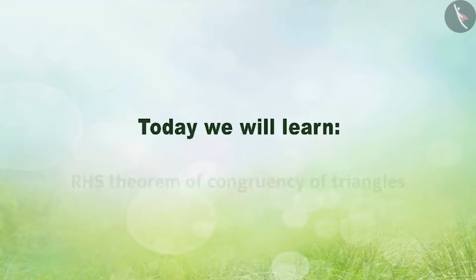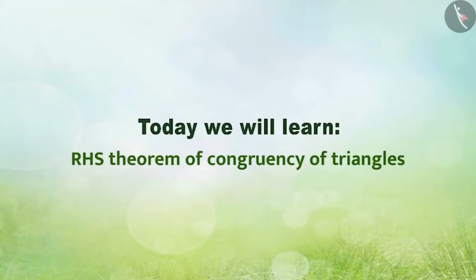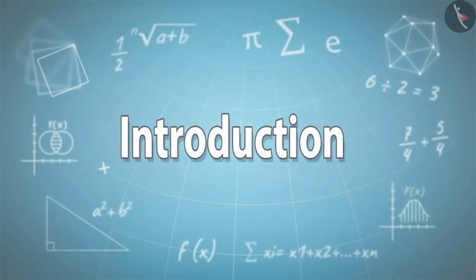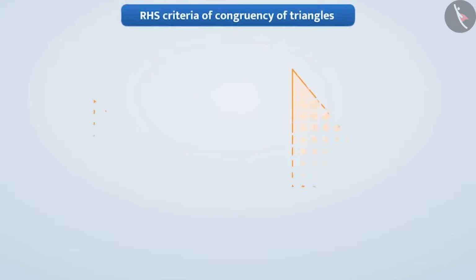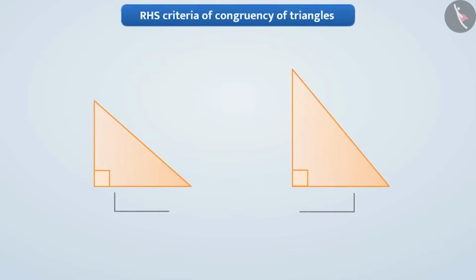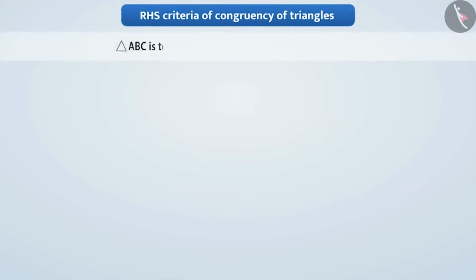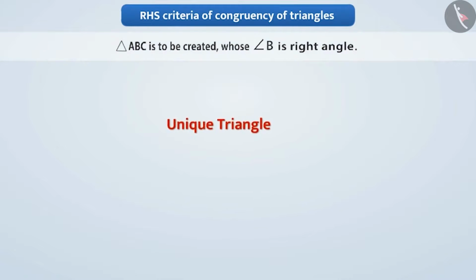Today we will learn RHS theorem of congruency of triangles. In this video, we will learn a fun rule of checking the congruency of two right-angled triangles. Suppose we have to make a triangle ABC whose one angle, like B, is a right angle. Will we be able to construct a unique triangle from this information? Give it a thought.